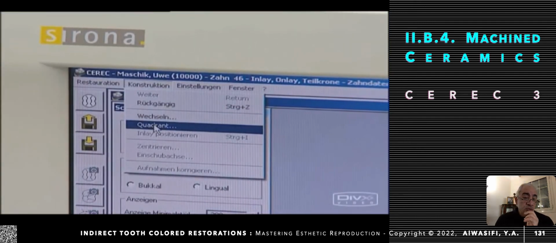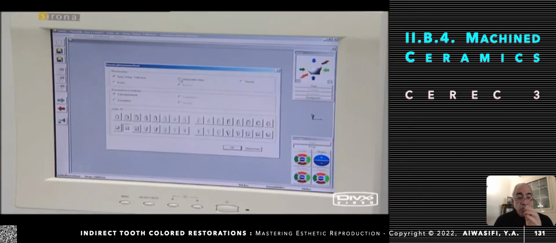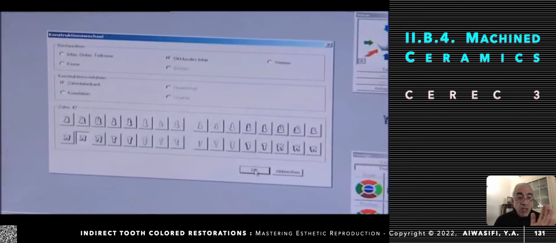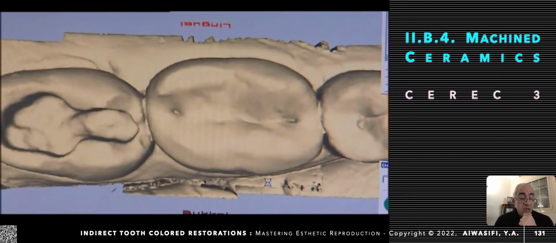Now he is adjusting to print or to copy-mill the restoration, like you are selecting a photo paper or a normal paper. What is the size of the paper? A4, A3, B2, letter, okay, the material type, okay.